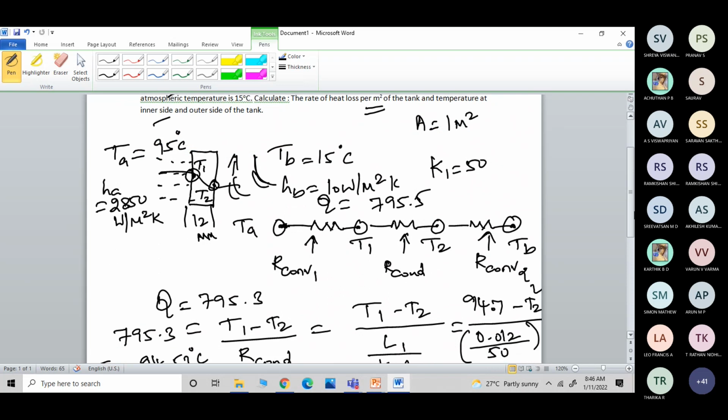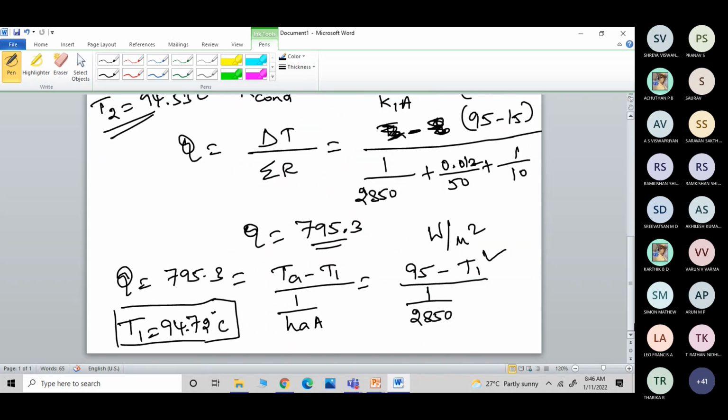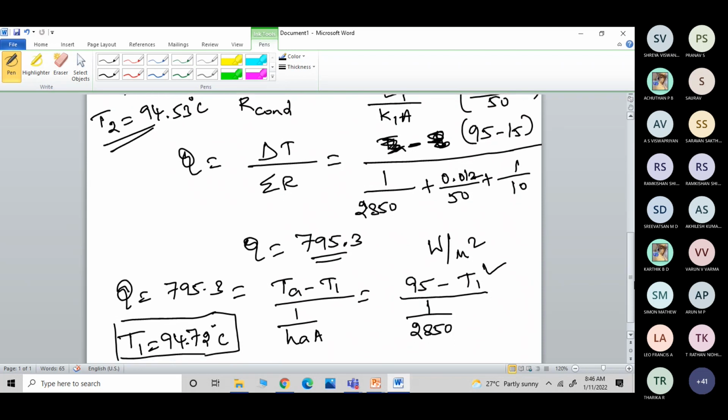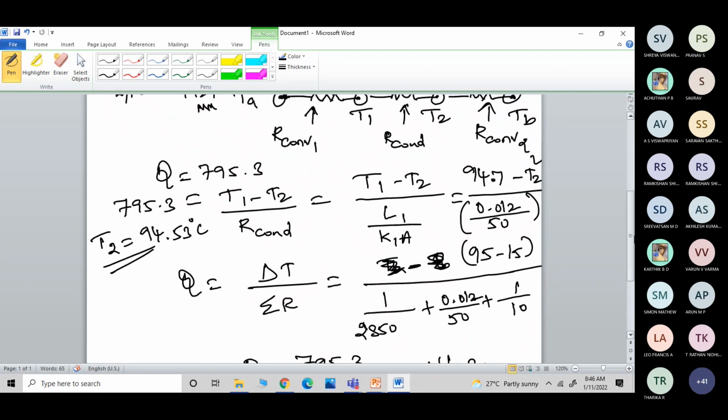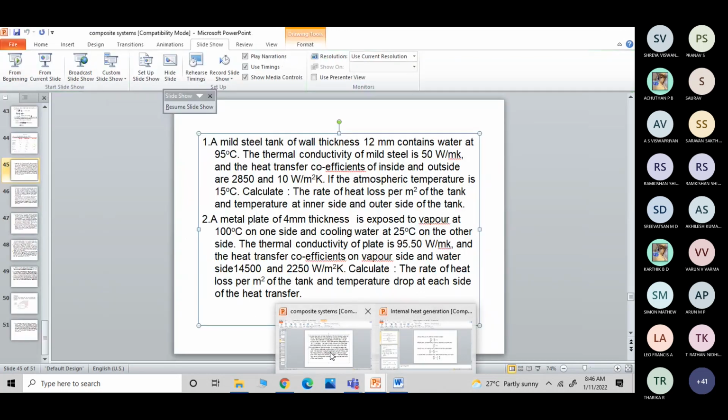Okay, any doubt in this, how to solve this problem? This is a very small problem which I did. Complicated problems we have to solve. Any doubt? All of you have taken this? Yes, sir. See, I didn't substitute area because you are asked to find out the rate of heat loss per meter squared of the tank. All of you have taken this problem. What I will do is I will just upload this PPT in MS Teams.